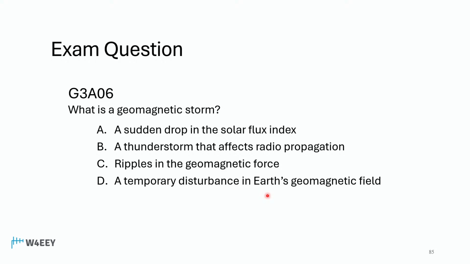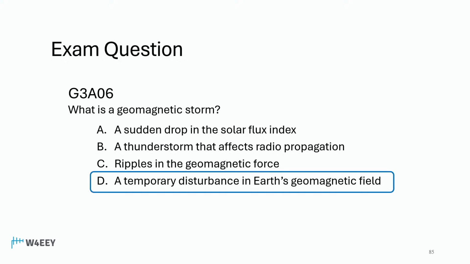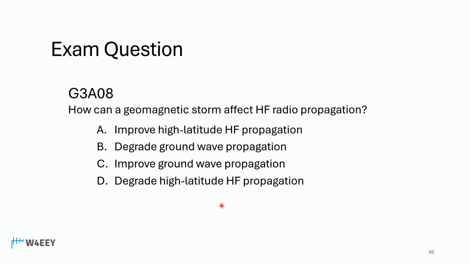What is a geomagnetic storm? Charlie. Well, delta is actually the answer. A temporary disturbance in Earth's geomagnetic field. We didn't really talk about ripples. Yeah, it was a disturbance. Okay, so temporary disturbance. Remember, something bad is a disturbance was the shortcut I tried to share.